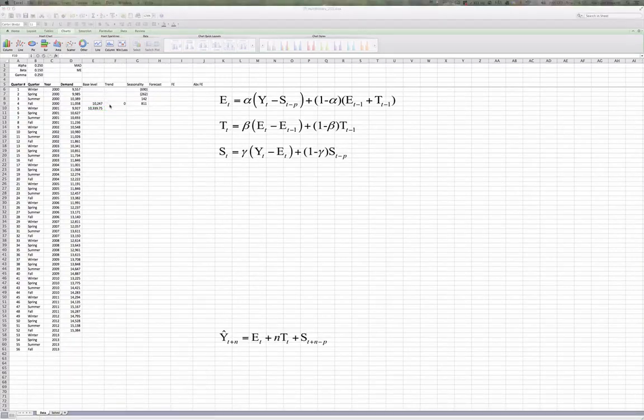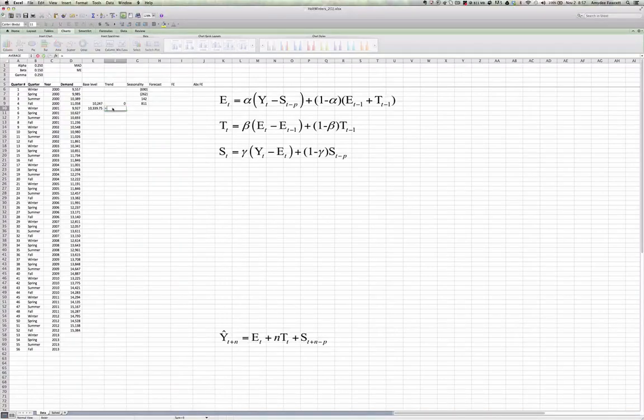Now we'll implement similar calculations for the trend component, that is beta times. Now one way of estimating the trend would be to look at the increase or decrease of the base levels. In this case, we're looking at an increase, of course, so E sub t minus E sub t minus 1. That's one way of estimating the trend. The other way, of course, would be to apply the weighted factor of 1 minus beta times the prior period trend estimate, T sub t minus 1.